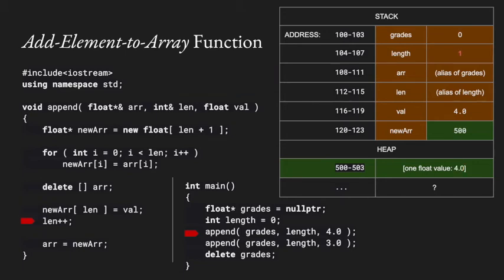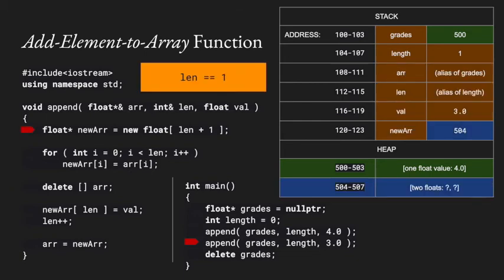We then add the new element at the end of the new array, and update the length variable, which is also passed by reference. Finally, the array pointer is updated. Take a minute to watch what happens on the stack and heap during another call to append. Notice how the append method calls both new and delete, so they stay in balance overall.